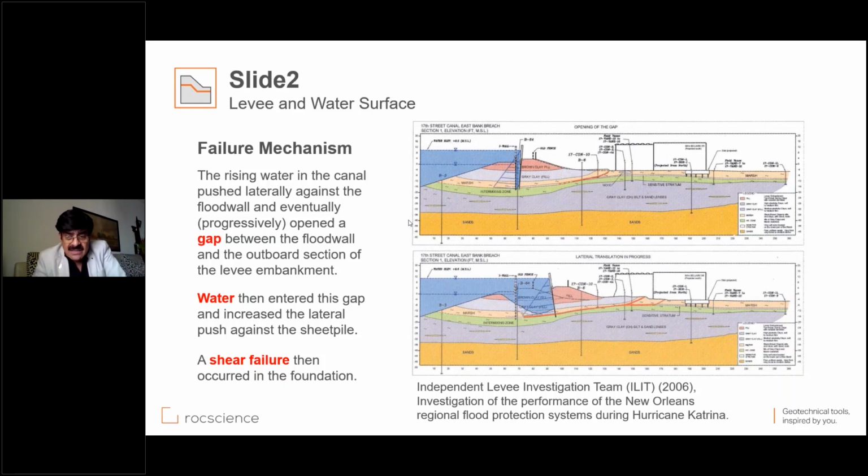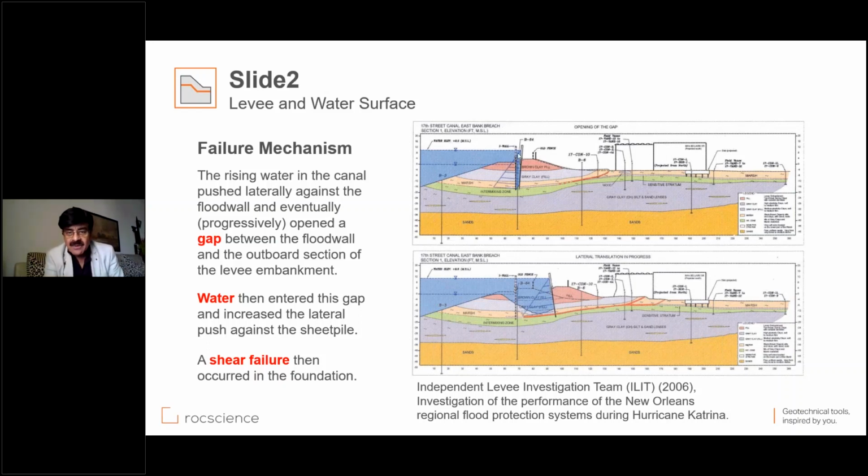This is from New Orleans, where during Hurricane Katrina in 2005, the levee here failed, and the failure mechanism is explained here, which is a result of lots of investigations which have been done, and finally this was the accepted failure mechanism. The rising water in the canal that you see here, because of the hurricane, pushed laterally against the flood wall. The canal water, which is rising rapidly, pushed against the flood wall, and eventually and progressively opened a gap between the flood wall and the outboard section of the levee embankment.